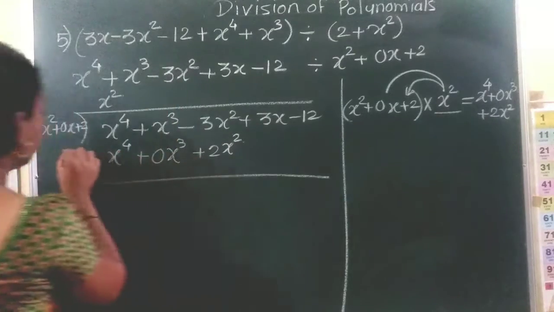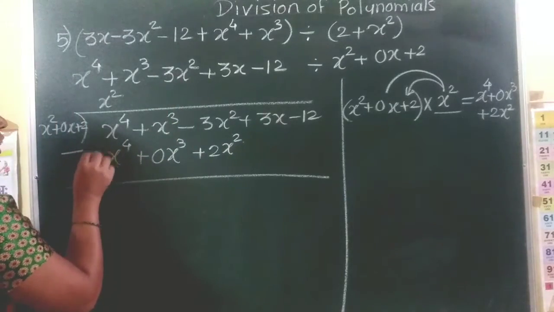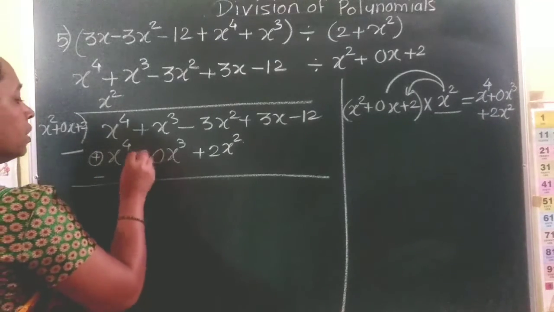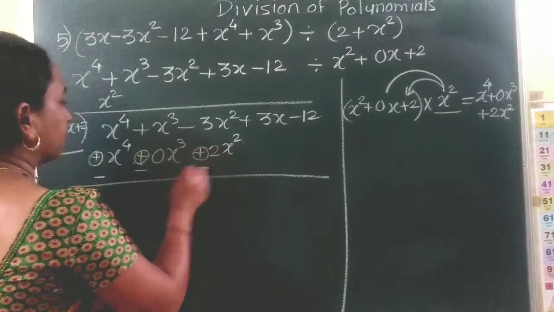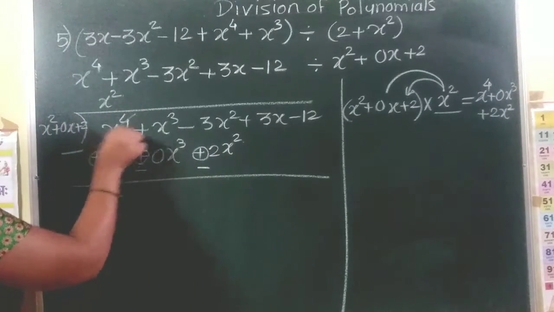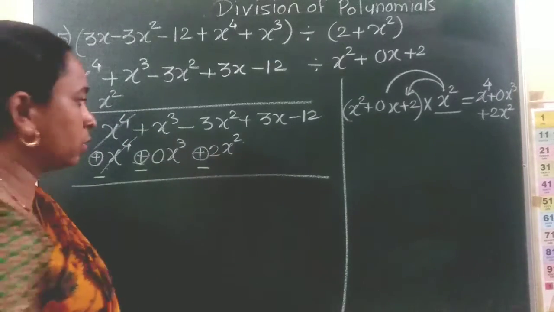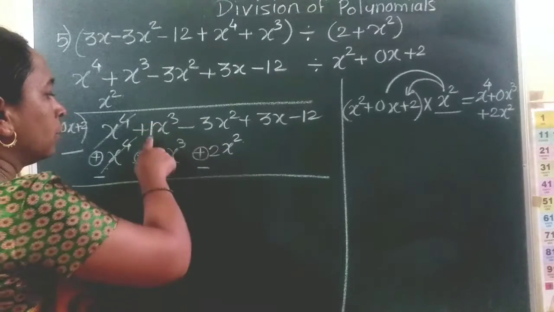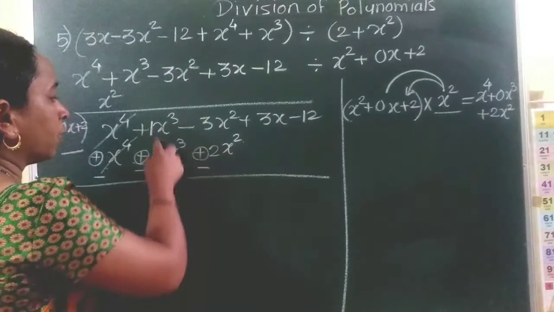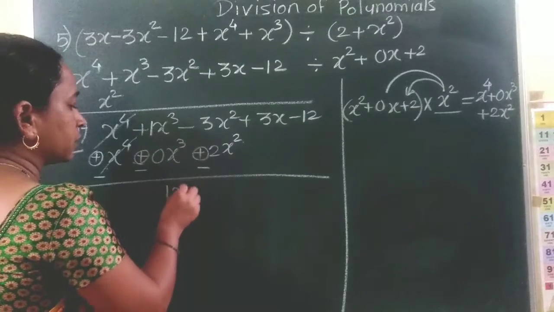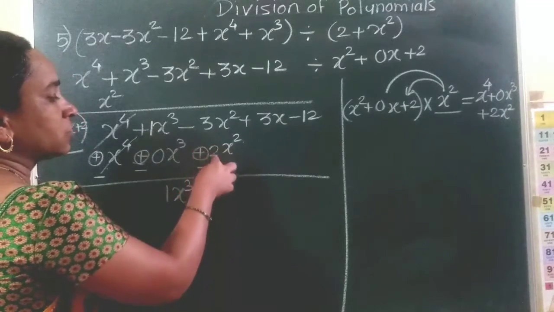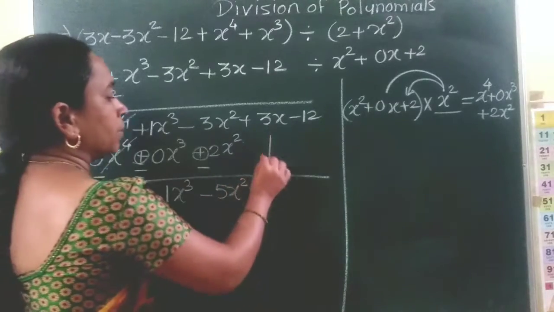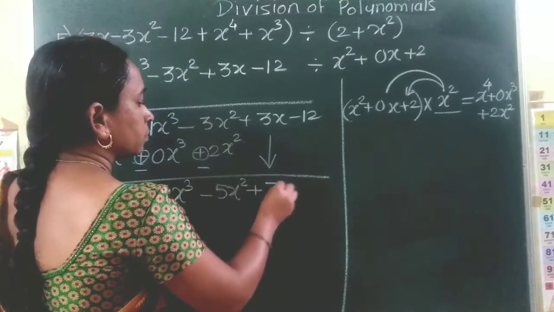Now because of the minus sign, signs will change. Plus will become minus, plus will become minus. First term will be cancelled, it will become 0. Next, here nothing is there, that means 1. 1 minus 0 is 1, x cube, minus 3 minus 2 is minus 5x square. Take the remaining terms down.